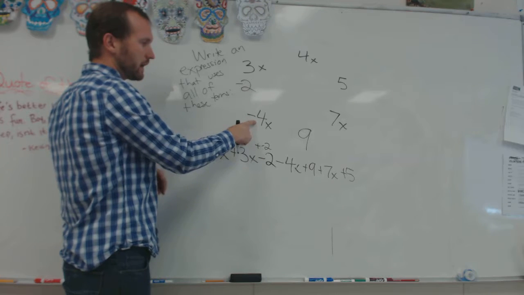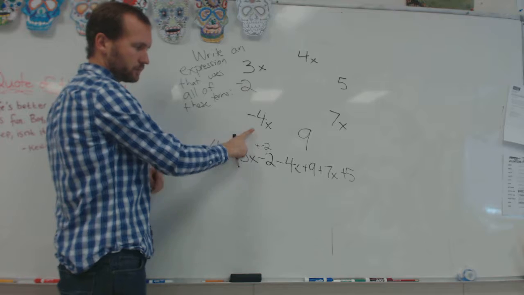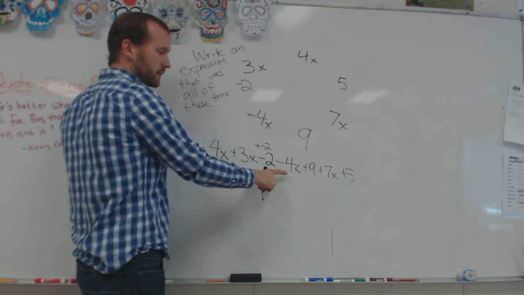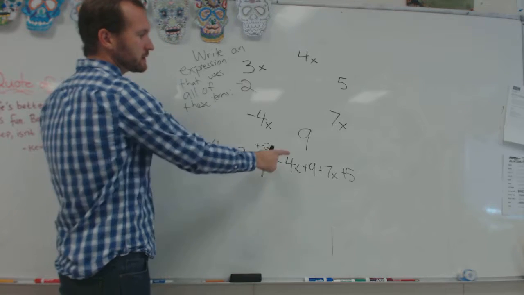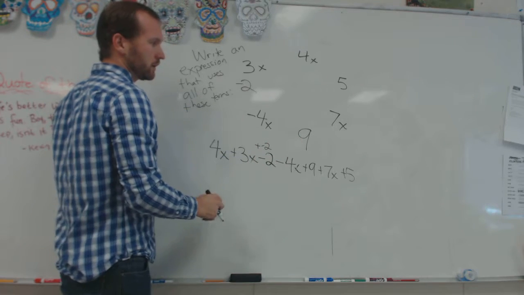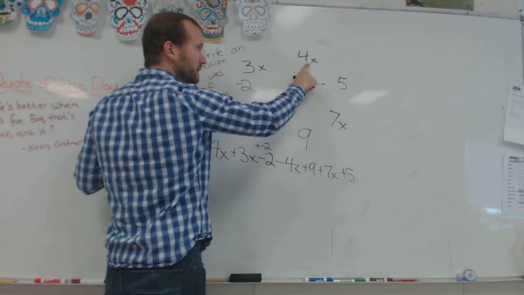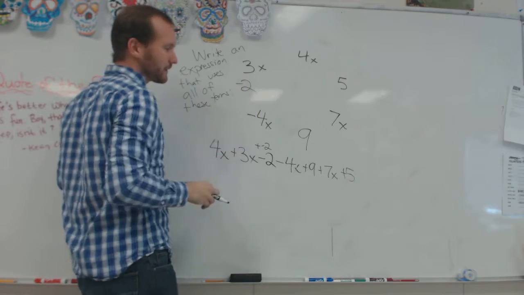Okay? Do you see the negative 4x term? Yeah, right here. And again, we made it into a minus 4x rather than a plus negative 4x. But that's okay. Does everyone see the 9 term? Yep. 7x term? Yep. 5 term? Yep. 4x term? 3x term? Yeah, I see all of them. Okay. We see all of them.